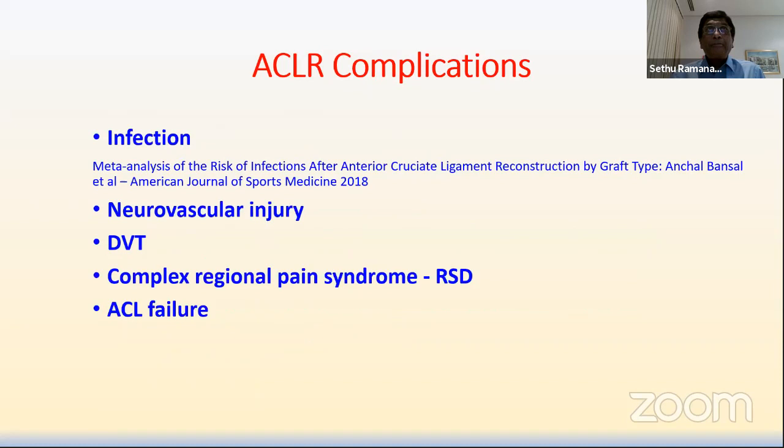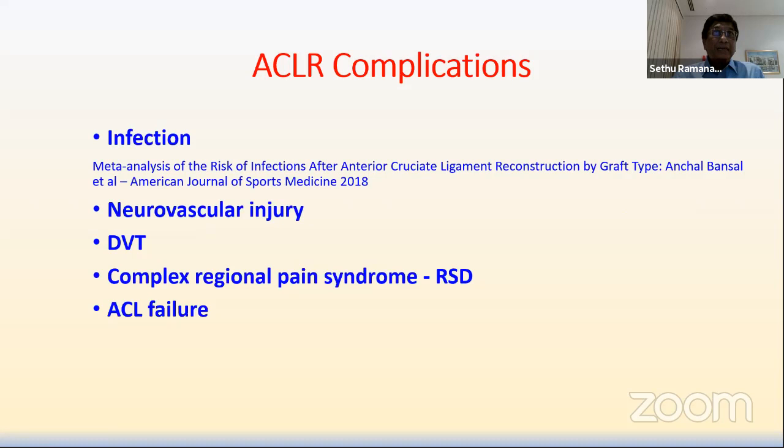Complications, I think by and large, infection is not a very big problem as far as any anterior cruciate ligament reconstruction is concerned. But I was just reading this meta-analysis in the American Journal of Sports Medicine 2018, where they went into the risk of infections after ACL reconstruction by graft type. And it was interesting to see that the bone tendon bone had a 77% less chance of risk of infection as compared to the hamstring, and about 64% less than the allograft. That is quite significant.